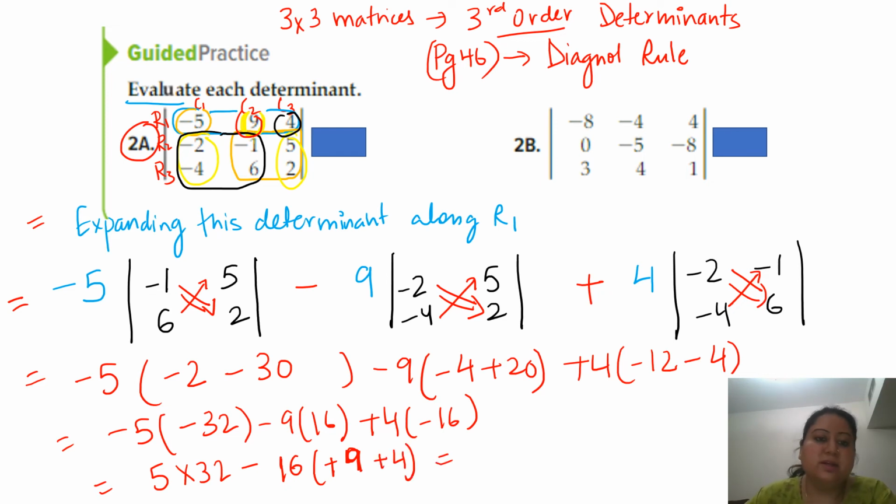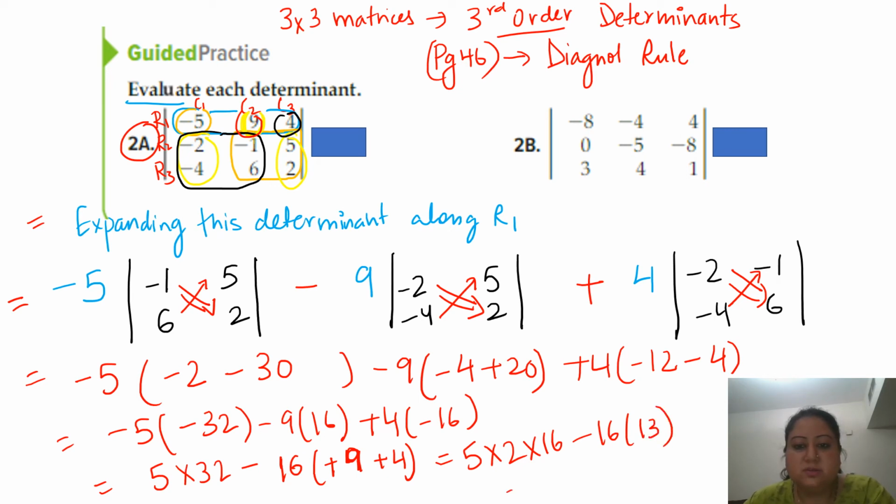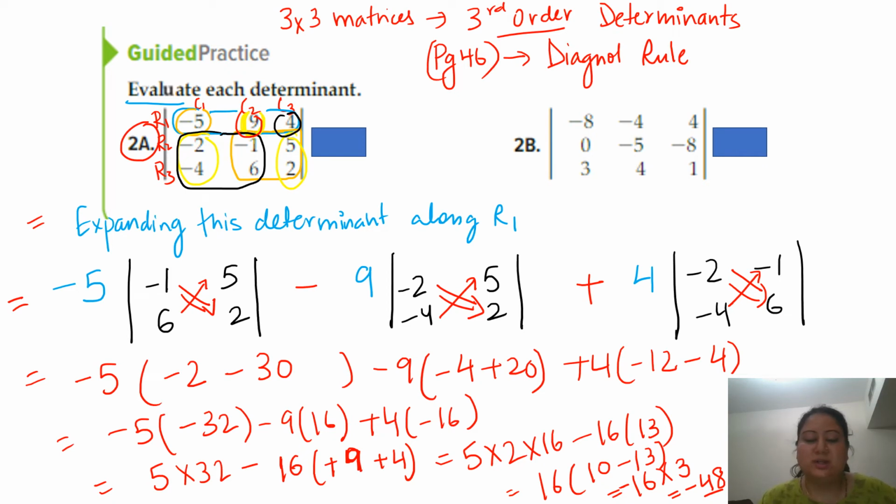Okay, and then again from here also I can take 5 times 2 times 16 minus 16 times 9, 10, 11, 12, 13. So this is 13. So the question reduces to 10 minus 13, which is 16 times 3. So negative 48. So I did this calculation without using the calculator.